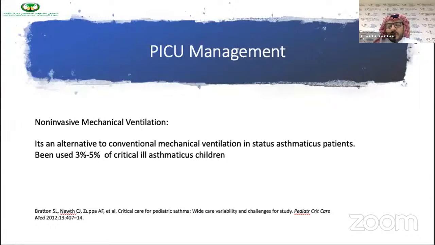So if you have a patient with worsening status asthmaticus, I would go after the medical therapy, then to non-invasive mechanical ventilation, as there is more awareness about using it in status asthmaticus overall, actually in PICU care. It's an alternative to conventional mechanical ventilation, and it's being used in 3 to 5% of critically ill asthmatic patients, based on a study published in Pediatric Critical Care Medicine in 2012.